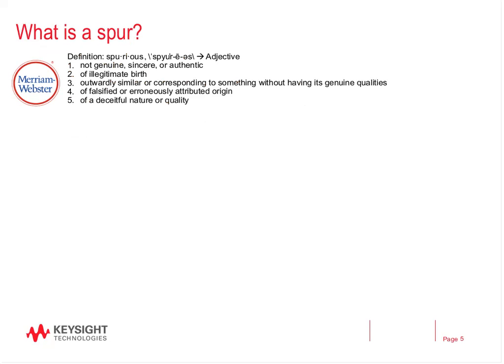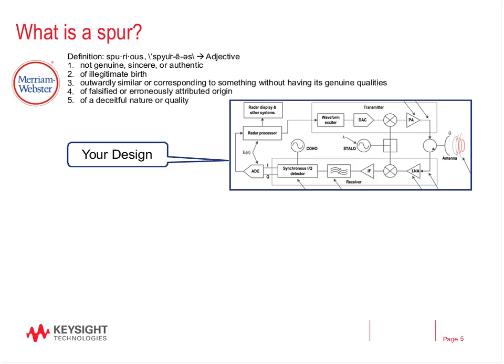So one of the things that we want to start out with is what is a spur? I looked it up in the Merriam-Webster Dictionary. And if you read the definition by literal terms, it's not genuine, insincere, illegitimate of birth, or a false or erroneous attribute. If you think about this from a spectrum perspective, this is actually fairly relevant and true. A spur is generally anything inside of your spectrum that you have not designed into your device. So maybe in this case, you have a complex radar system.